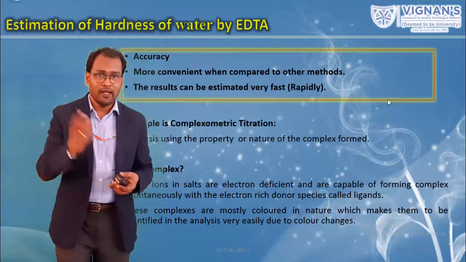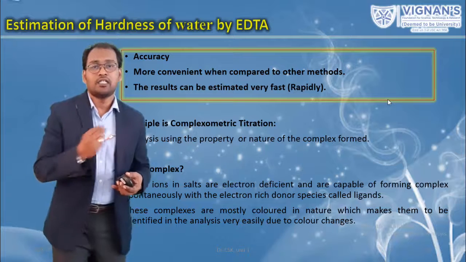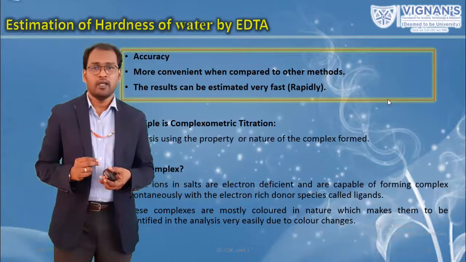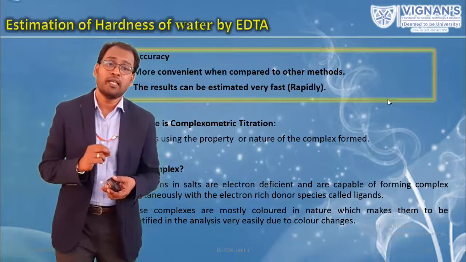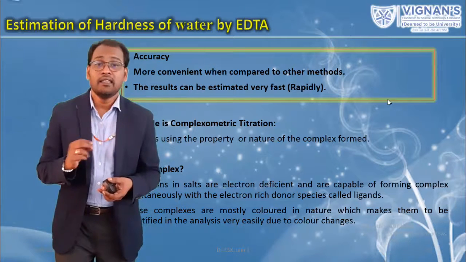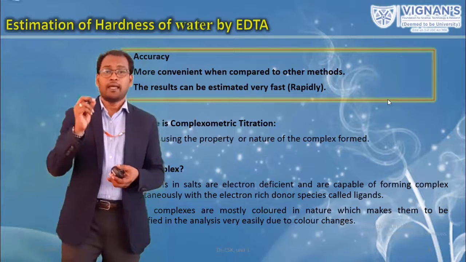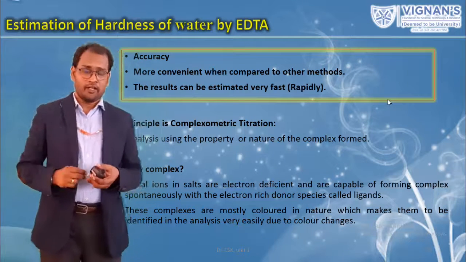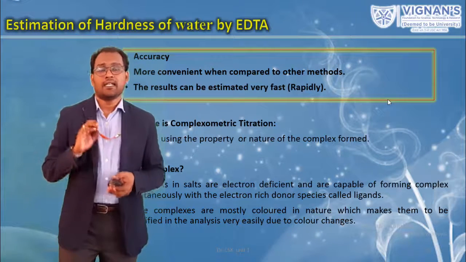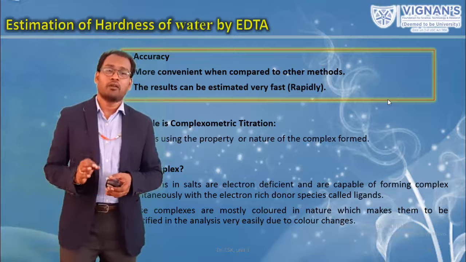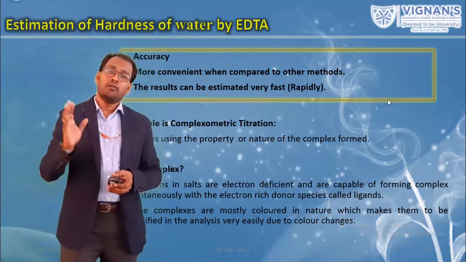Right? So if color is formed, then it becomes very easy to see the change in the reaction. Right? So these complexes are mostly colored in nature, which makes them easy to identify in the analysis due to color change. So this is an advantage of this complexometric titration. Right? So this is the principle behind EDTA titration or EDTA method of hardness estimation. Okay? Right. So now we have the principle.